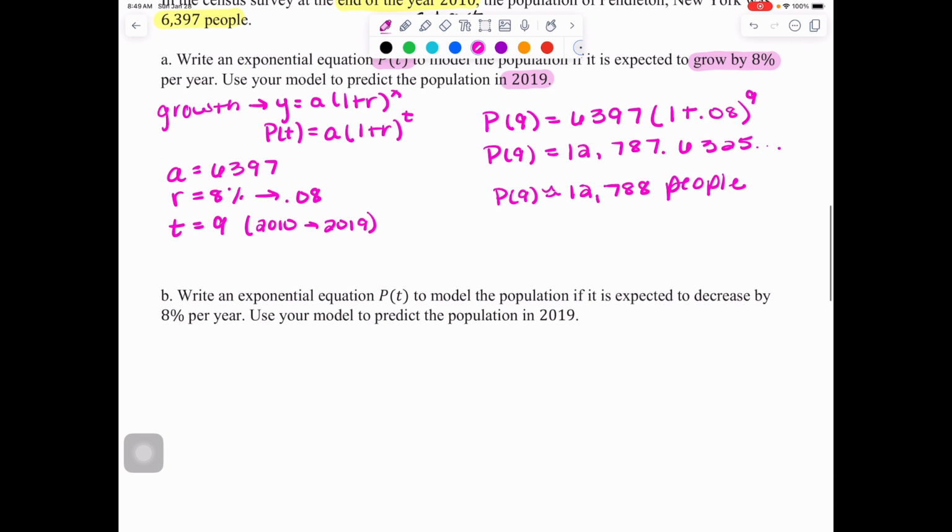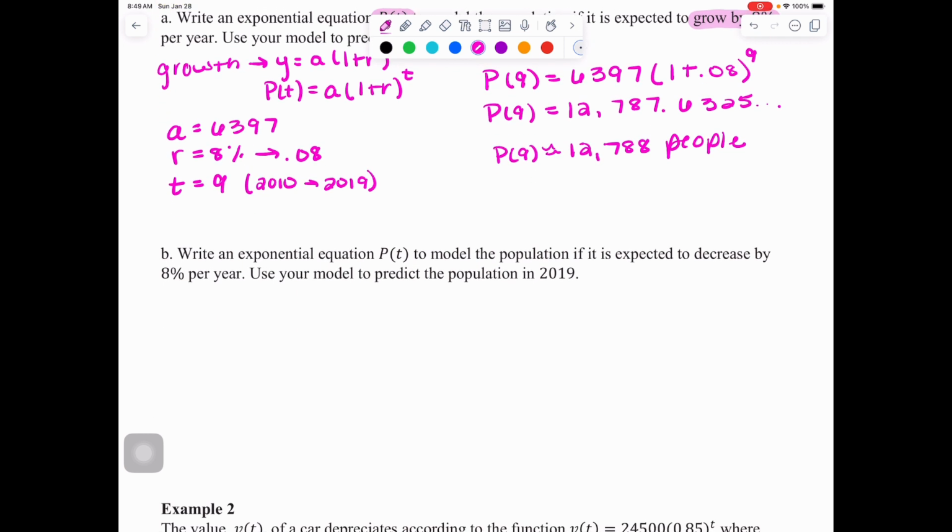Now in part B, we're going to switch and we are going to write an exponential equation. They still want us to use P of t to model the population if it is expected to decrease by 8% per year. It says use your model to predict the population in 2019.